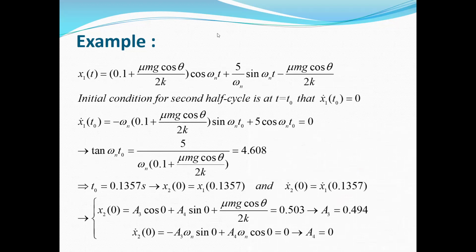Here we have x1, so this is x1t. Now we need to find t equal to t naught, at which the velocity is equal to 0.